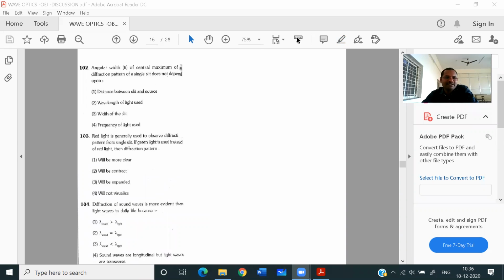The angular width theta of the central maxima of the diffraction pattern of a single slit depends upon. Just now I have written the angular width of central maxima. How much did you get? 2 lambda by small a. You got it, correct? So does it depend upon the distance between the slit and screen? No. So they are saying it does not depend upon the distance between slit and screen. Yes, correct. Wavelength of light, it depends.